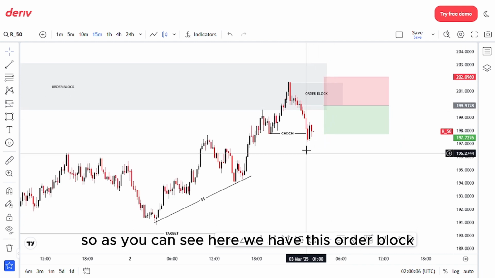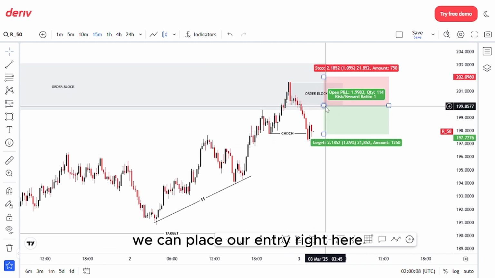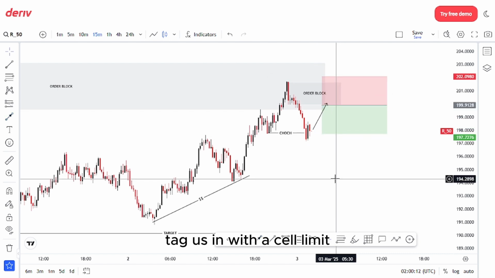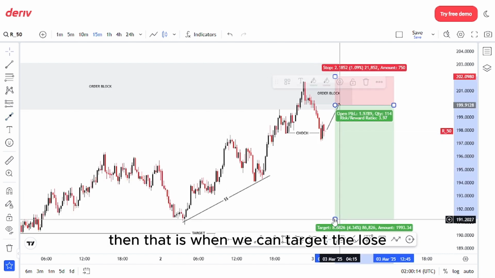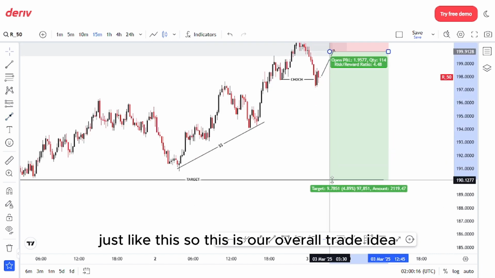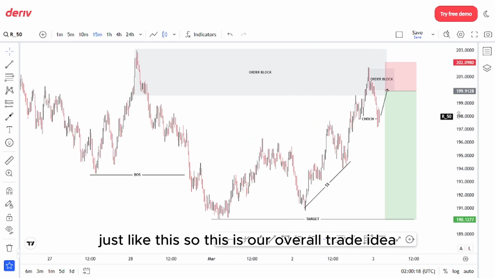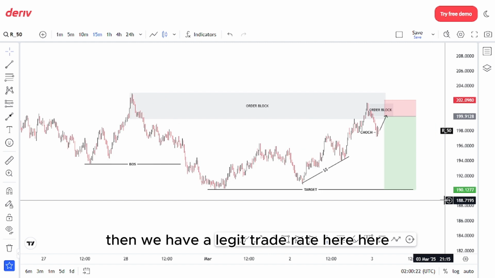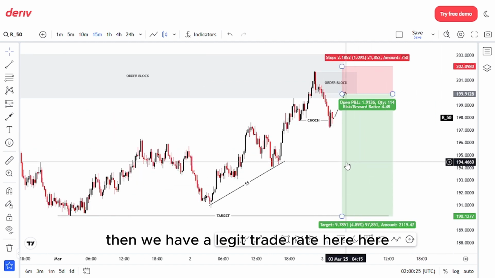So as you can see here, we have this order block. We can place our entry right here, then wait for the market to tag us in with a sell limit, then that is when we can target the lows, just like this. So this is our overall trade idea, which happened on the 4-hour time frame. Then we have a legit trade idea here.